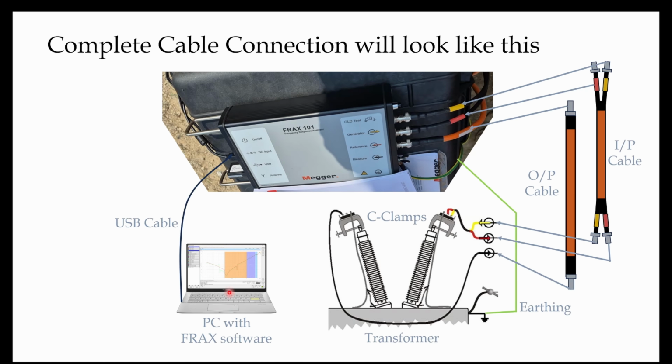On the left hand side the PC is connected with the Frax 101 instrument, and on the right hand side the Frax 101 instrument is connected to the transformer using these cables. One is the input cable, another one is the output cable, and common earthing is present for the transformer and the Frax 101 instrument. And also shortest possible ground braids are used for C clamp to transformer flange connection.